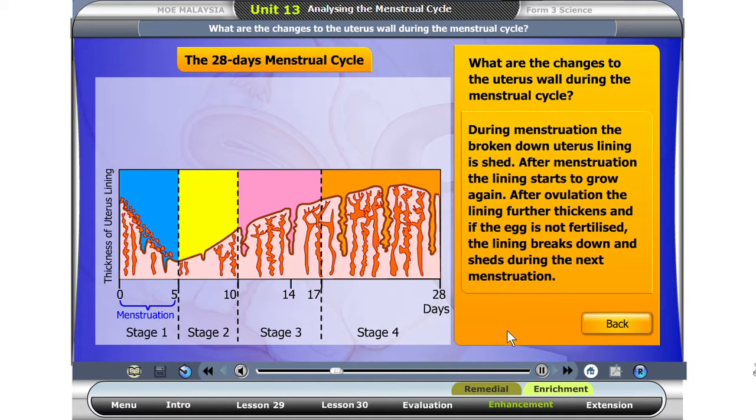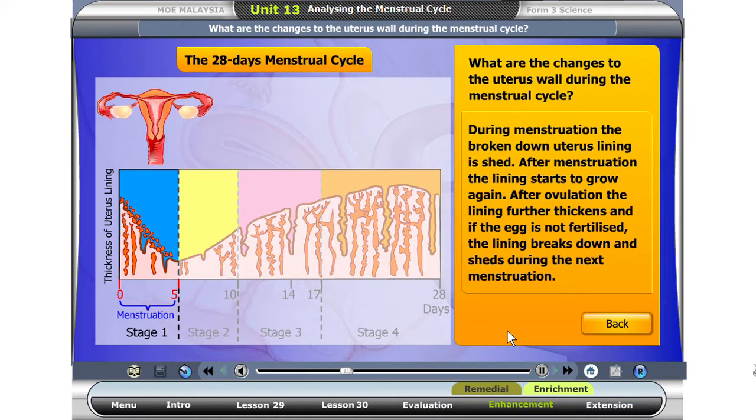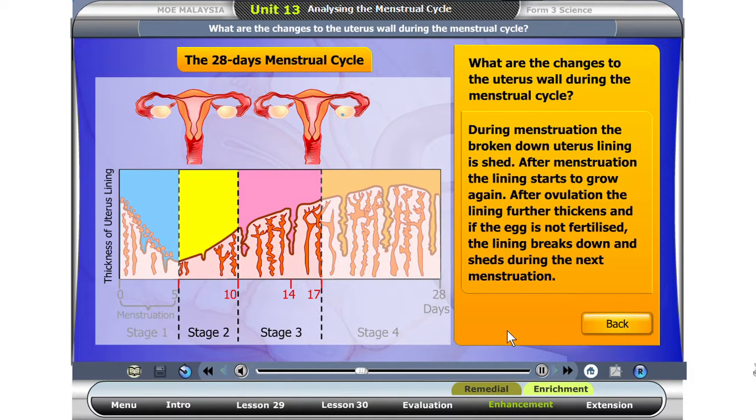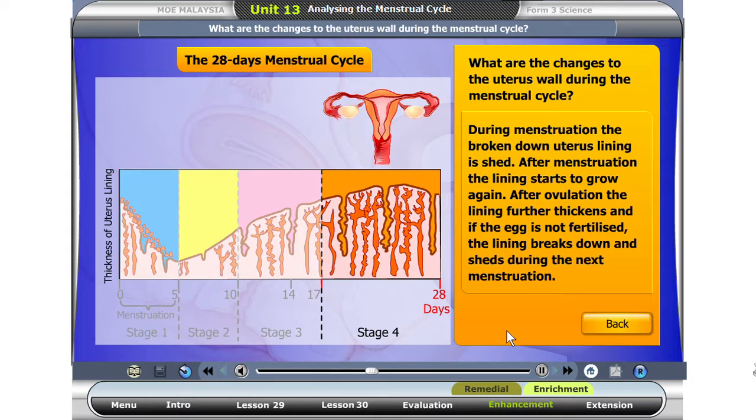What are the changes to the uterus wall during the menstrual cycle? During menstruation, the broken down uterus lining is shed. After menstruation, the lining starts to grow again. After ovulation, the lining further thickens, and if the egg is not fertilized, the lining breaks down and sheds during the next menstruation.